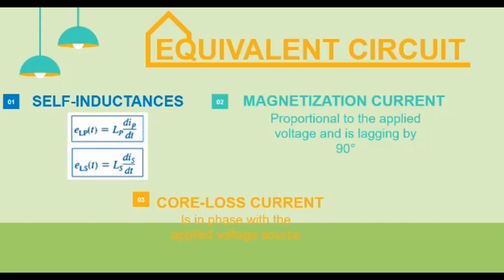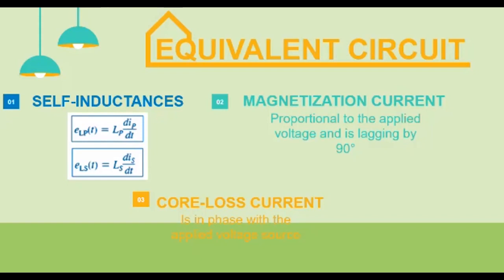Next is the magnetization current. It is proportional to the applied voltage and is lagging by 90 degrees. So the magnetization current I_M lags the applied voltage by 90 degrees. It can be modeled by a reactance X_M connected across the primary voltage source.